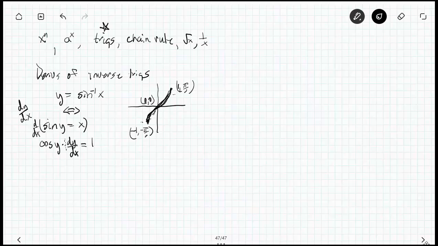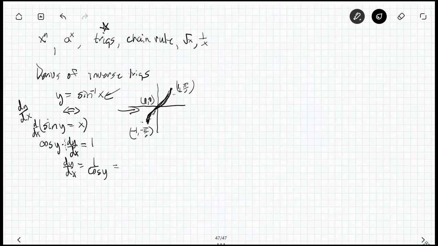Okay, so let's look closer. I've got dy over dx is equal to 1 over cosine of y. Uh-oh. Well, that's no fun, because we know we started with a function of x. This is not a function of x. So however are we going to do this?